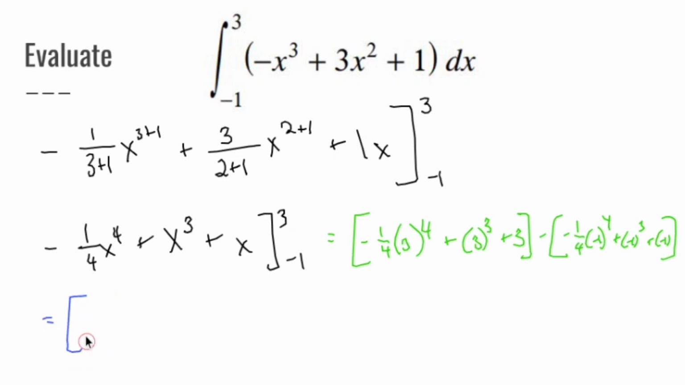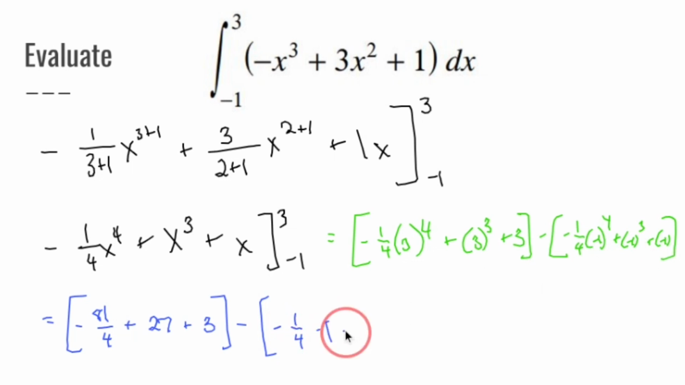All right, we've got -1/4 times 3 times 3 times 3 times 3 is 81. So -81/4, don't like that, plus 3 to the 3rd, which is 27, plus regular 3, minus -1 to the 4th, which is regular 1 times -1/4, so -1/4, plus -1 to the 3rd, so -1, plus -1, so -1 again.